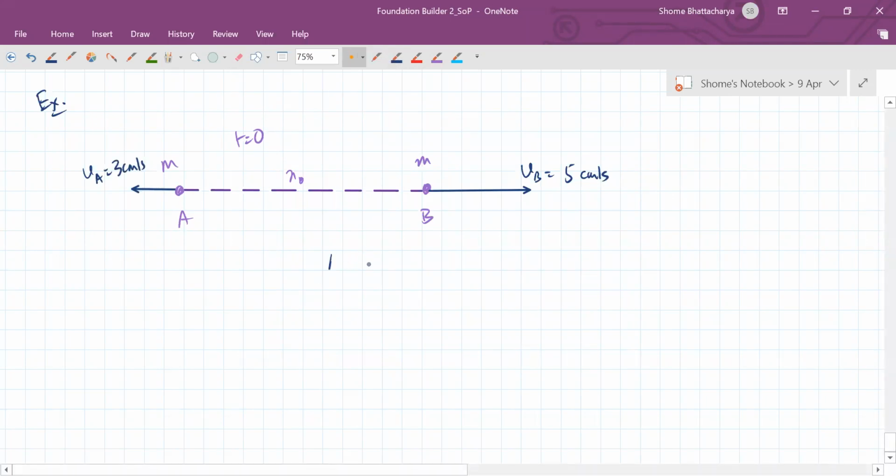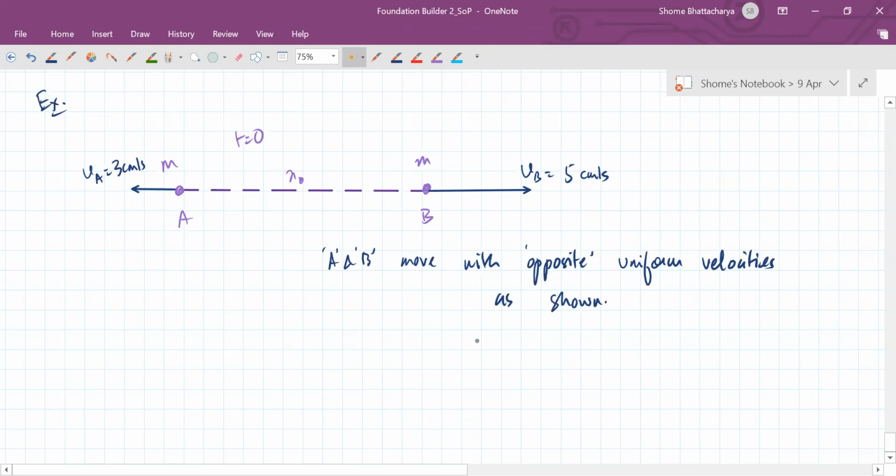So A and B move with opposite uniform velocities as shown. Find the velocity of the center of mass. Just try this out. Try this logical method that we were discussing last.